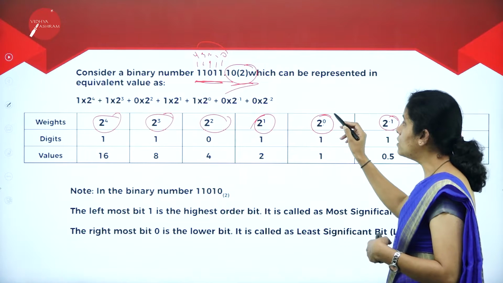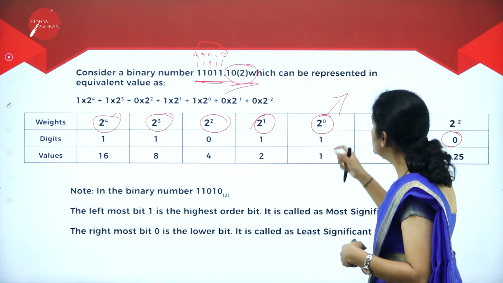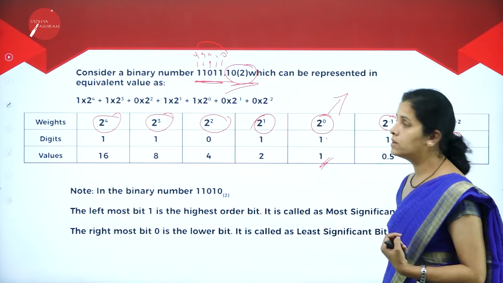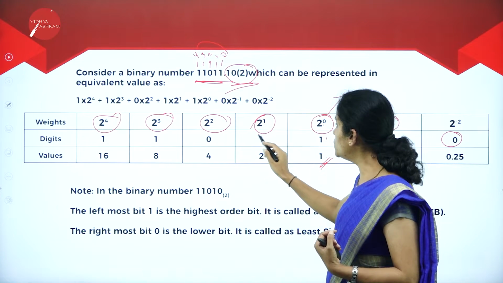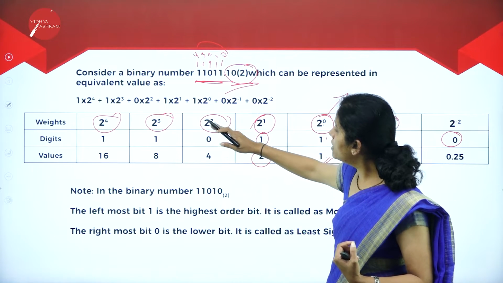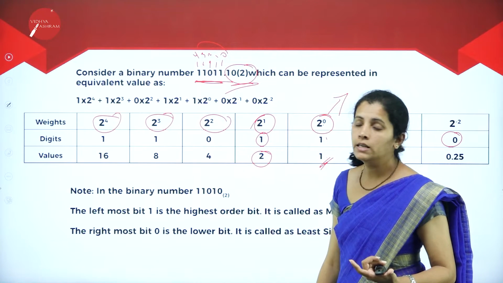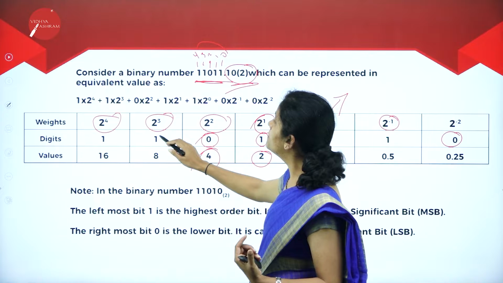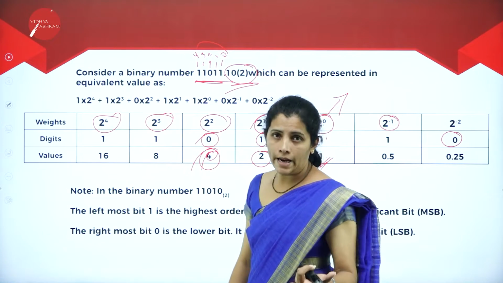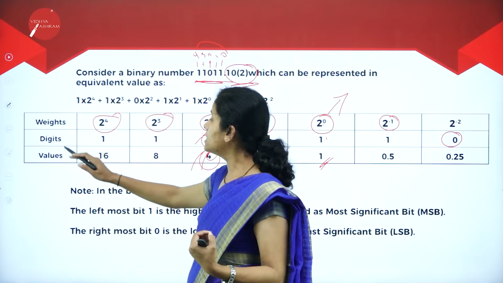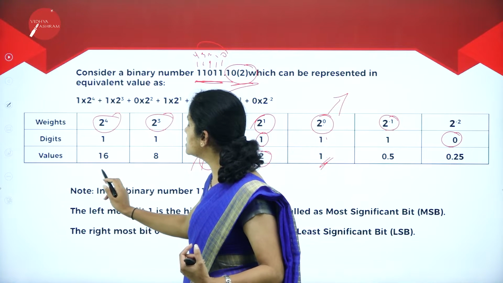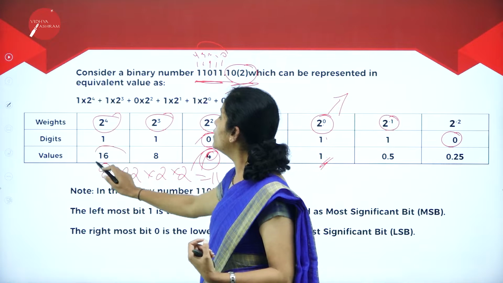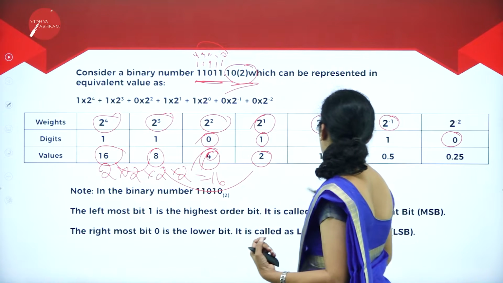Now 2 to the power 0, by the rule, whatever the digit, if the power is 0, then the value is 1. So 1 into 1, it is 1. 2 to the power 1, it is 2. 2 into 1, it is 2. And 2 to the power 2 is nothing but 4. 4 into 0, if I multiply, it is 0. Then 2 to the power 3 is 8. 8 into 1, it is 8. And 2 to the power 4 is nothing but 16, that is 2 into 2 into 2 into 2. Then I'm going to add 16 plus 8 plus 2 and 1.